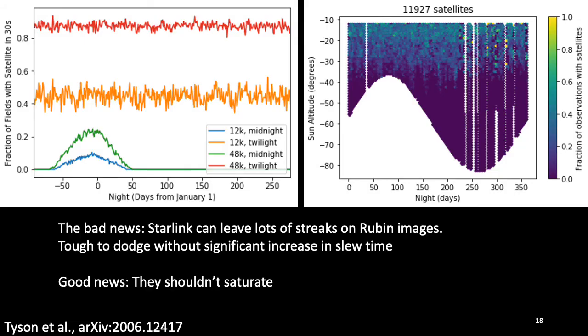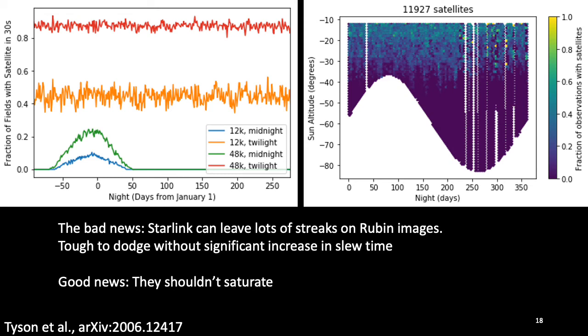So we ran some simulations, generating a realistic Starlink network and seeing how many observations of Rubin would have streaks in them. There are some plots showing the results. The main takeaway is that in summertime, there are illuminated satellites all night long. We were hopeful that maybe it would just be around twilight, but in twilight and even an hour after twilight, there are lots of illuminated satellites in the sky.